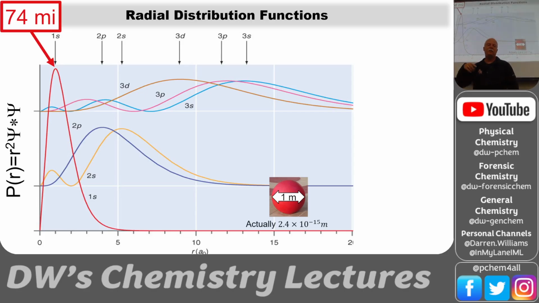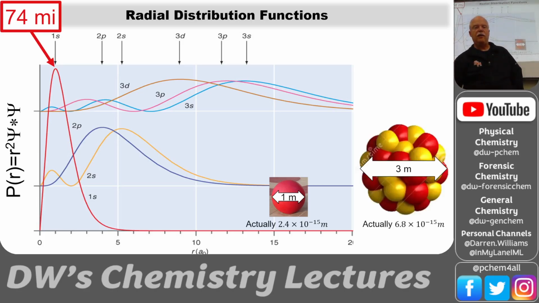So that's the maximum of this probability distribution function, the wave function squared. So notice if I were to do the 95% confidence interval, it'd be about 2 or 3 times that. So it might be 210 miles across to get the 95% radius.